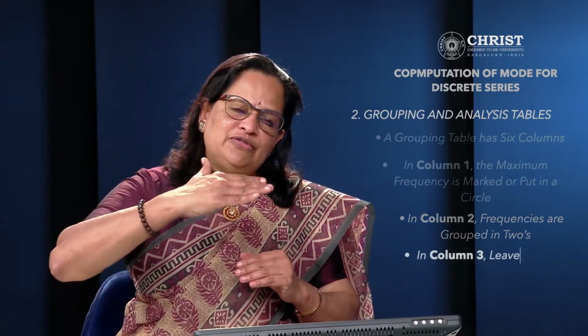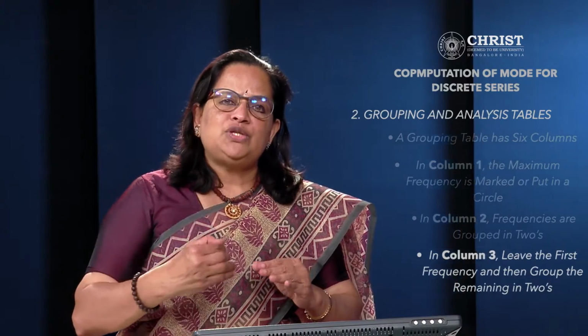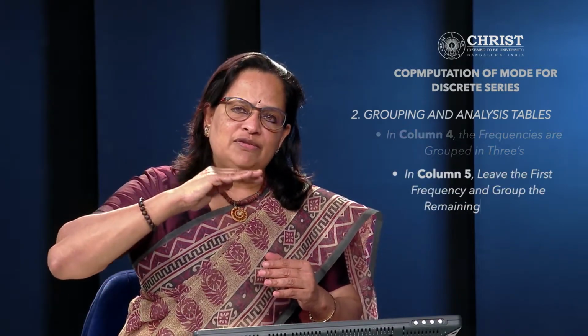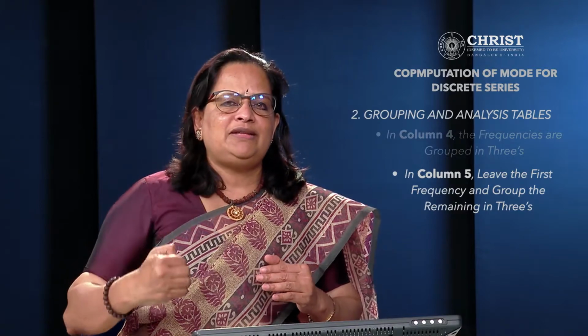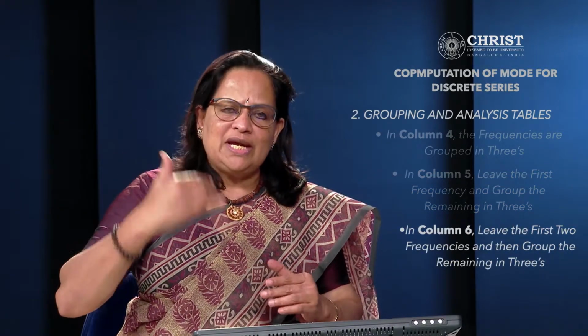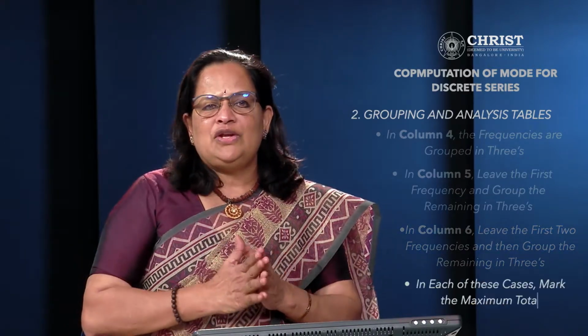Column 3: leave the first frequency and then add the values in 2s. Now when we come to column 4, the first 3 frequencies we add, and like that we continue. In column 5, we leave the first frequency value and then add 3 each. In column 6, we leave the first 2 frequency values and then add 3 each. This process we continue for all the remaining frequency values.